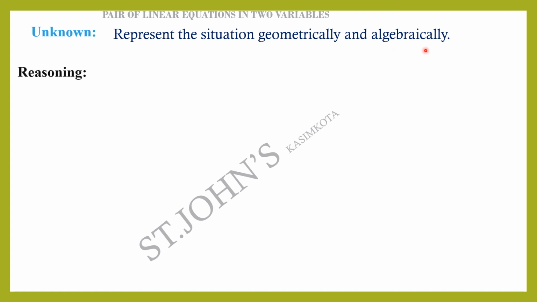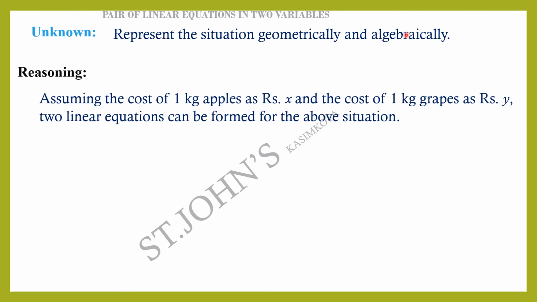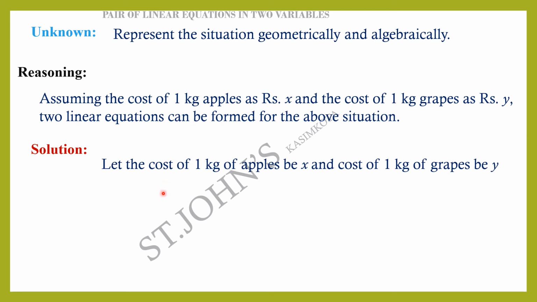Okay. Now reasoning. So what is the reasoning? Assuming the cost of 1 kg apples is rupees x and the cost of 1 kg grapes as rupees y, two linear equations can be formed for the above situations. Now coming to the solution part. So what is the solution? Let the cost of 1 kg apples be x rupees and the cost of 1 kg grapes be y rupees.